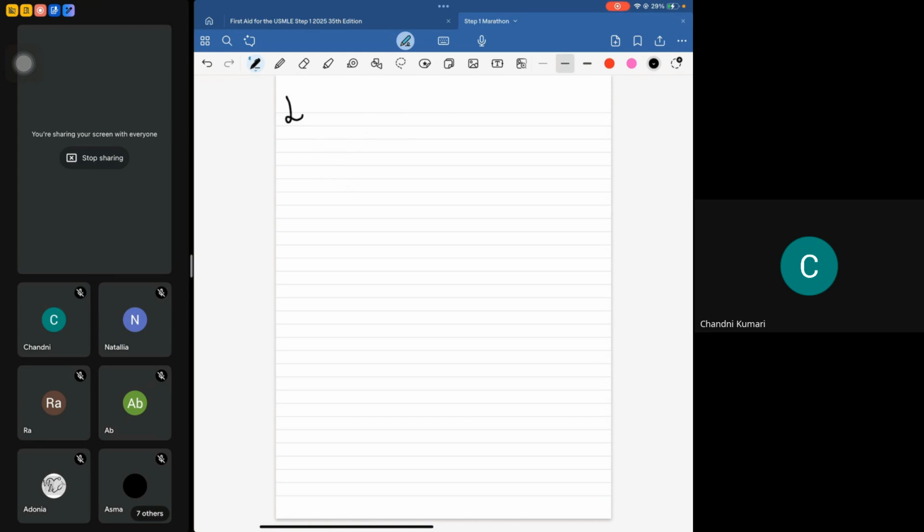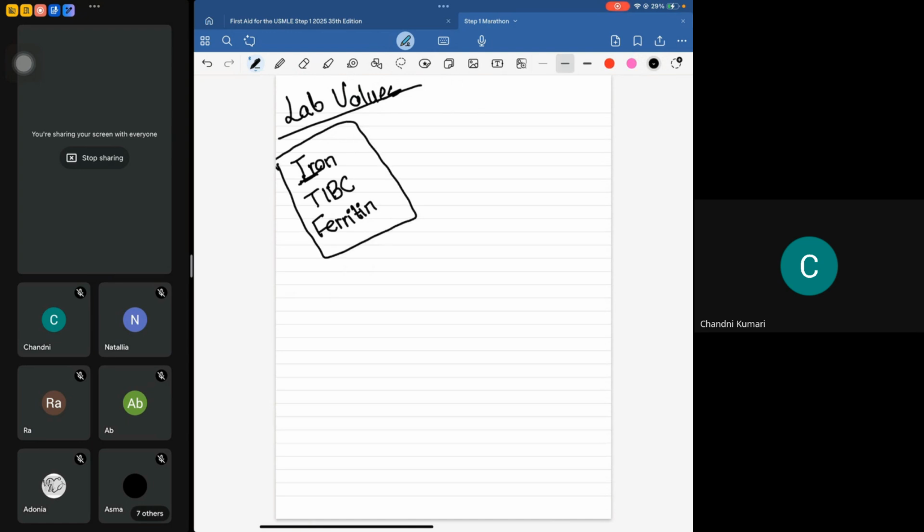That is the lab values, right? This is where they confuse you a lot. Basically, for any anemia we have five lab values. For now we'll focus on the first three. Number one is iron, number two is TIBC, and number three is ferritin. Okay, so we have these three values: iron, TIBC, and ferritin.